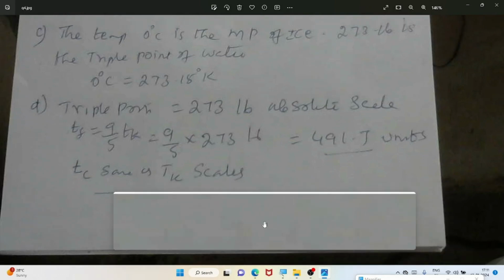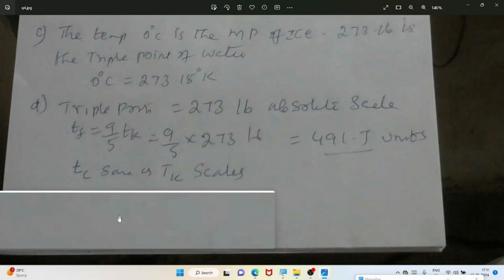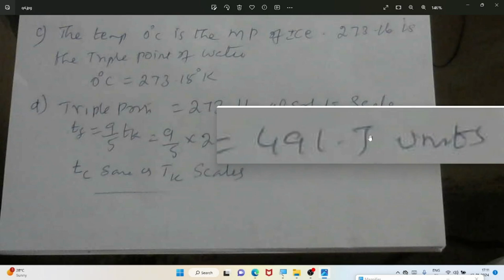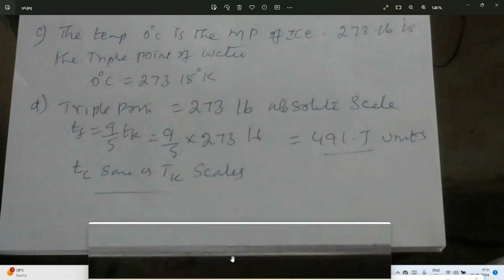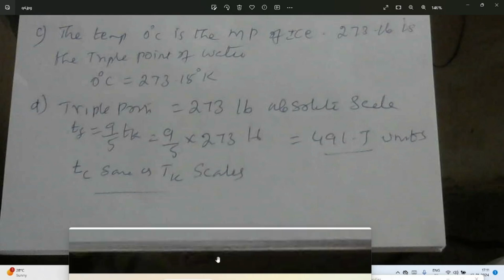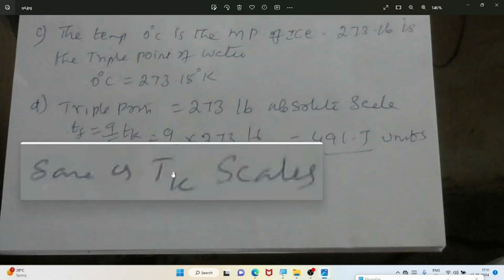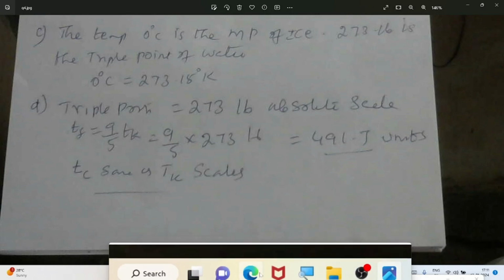Okay, triple point: T Fahrenheit equals 9 by 5 into T Kelvin. After that you will get 491 units.